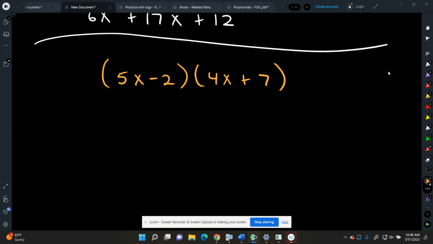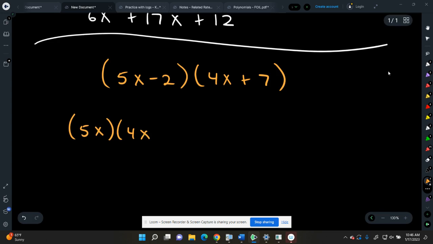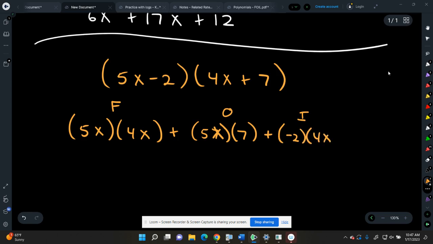Okay, so we're going to FOIL. So first, that's 5x times 4x. There's my first. Outer. So that's 5x times 7. Inner. Negative 2 times 4x. And then last, negative 2 times 7.